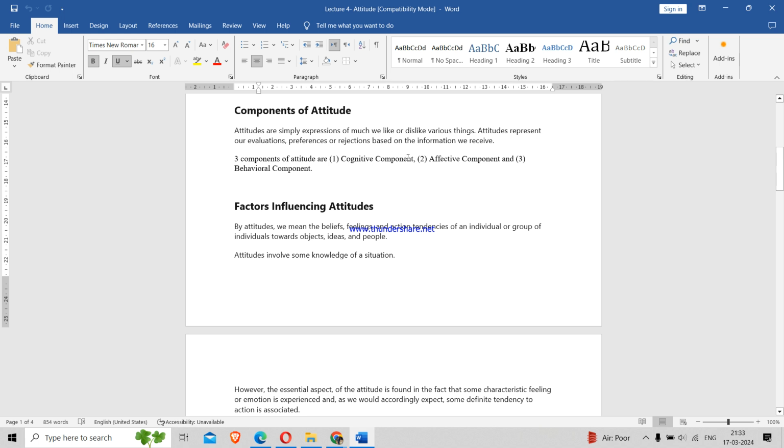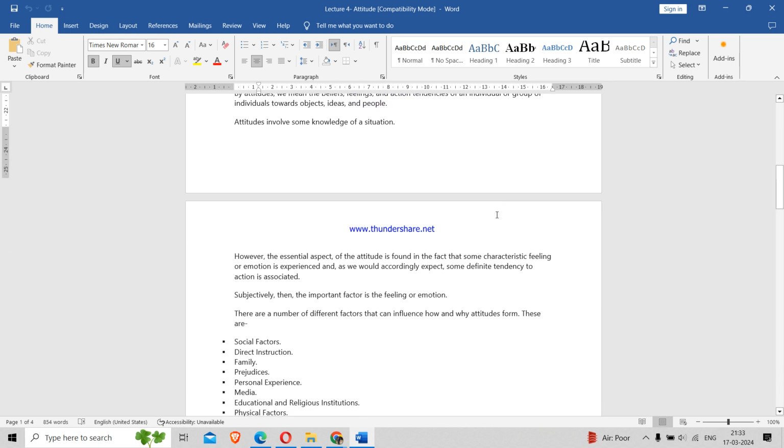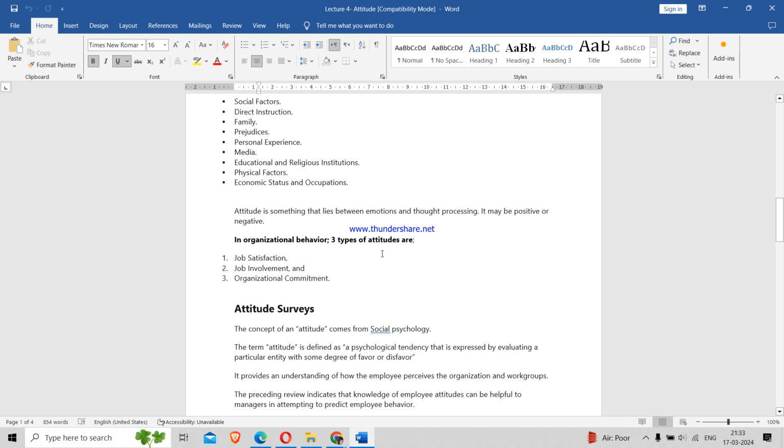Next, what are the components of attitude? It may be a cognitive component, an affective component or a behavioral component. There are 3 types of attitude. What are the types of attitude? Job satisfaction, job involvement, and organizational commitment.